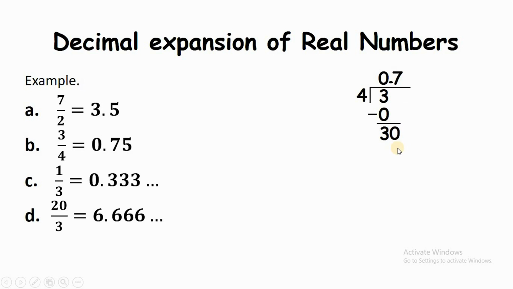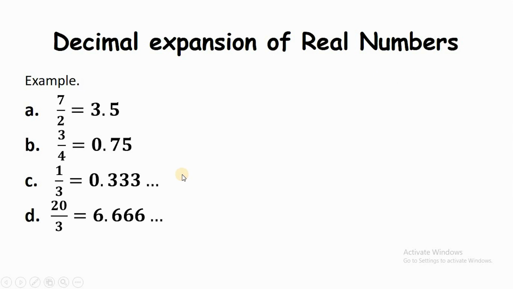4 7s are 28. Again you subtract and you'll get remainder 2. It's not 0, since we have already added the point here. So you add a 0 here, it becomes 20. So 4 5s are 20 and you'll get the remainder 0. Therefore 3 by 4 can be expressed as 0.75, or you can say that 0.75 is the decimal expansion of 3 by 4.